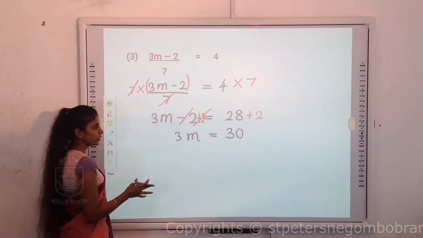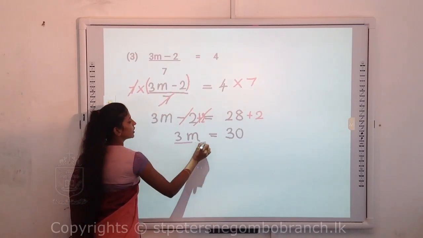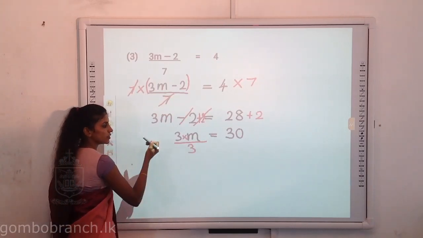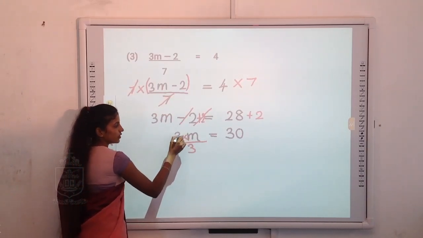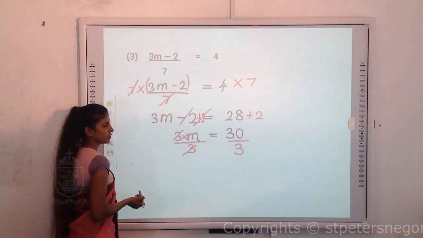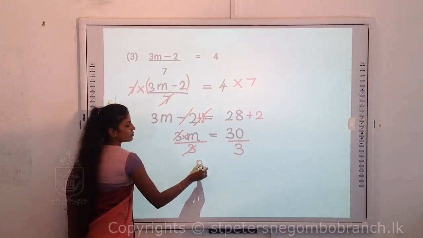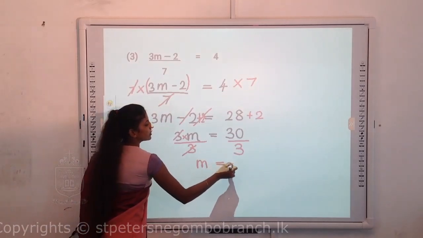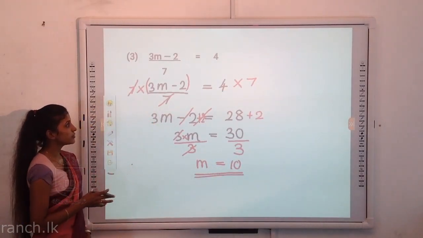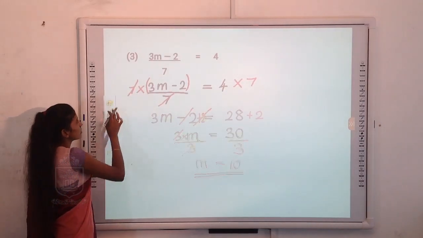Next step is to remove 3. Here multiplication is there. Opposite of multiplication is division. 3 divided by 3 will cancel. And here also you should divide. 1m is remaining here. 30 divided by 3, answer is 10. Very simply, you can simplify these types of equations with fractions.